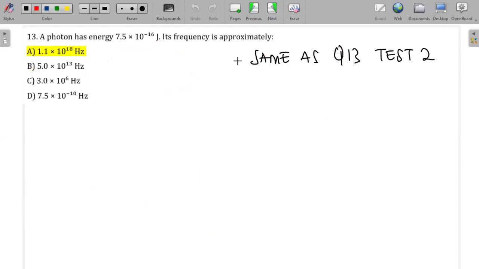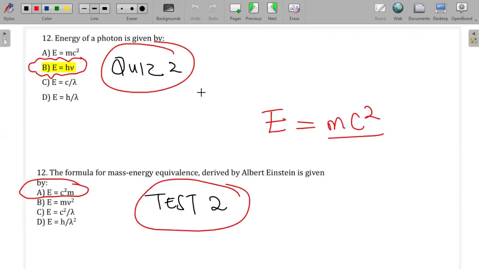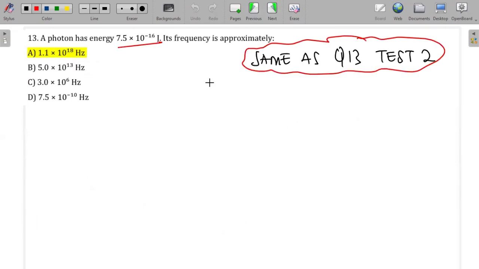Okay, and then question 13, it was the same, both from quiz 2 and test 2. So they're saying here a photon has this energy, its frequency is, so we use this formula here. So energy is equal to h multiplied by the frequency. So the frequency is equal to energy over h. So we know h is just Planck's constant, right?